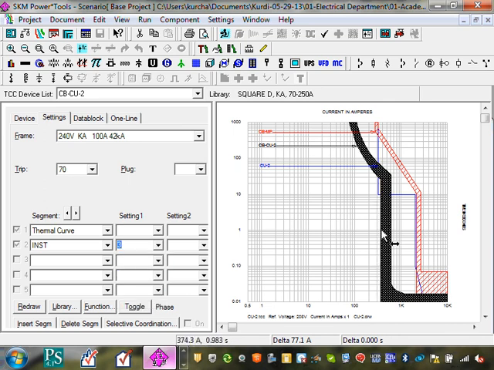Can you guys see the instantaneous here? I can adjust my instantaneous right here. That's the only thing I can adjust. So I can have a low here or a high here. These are the only two options.